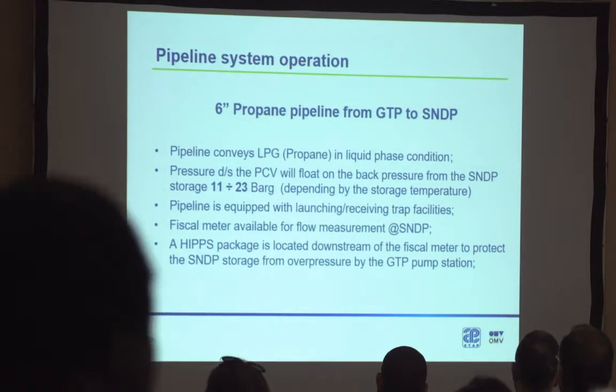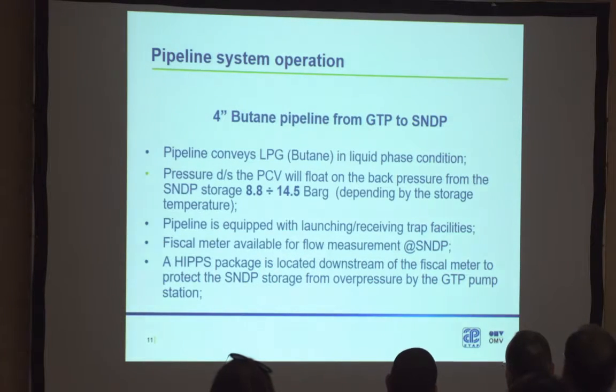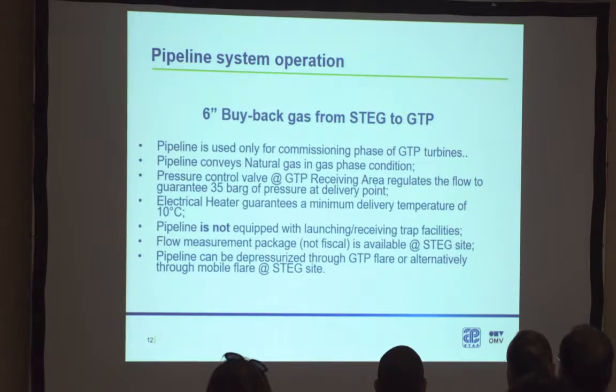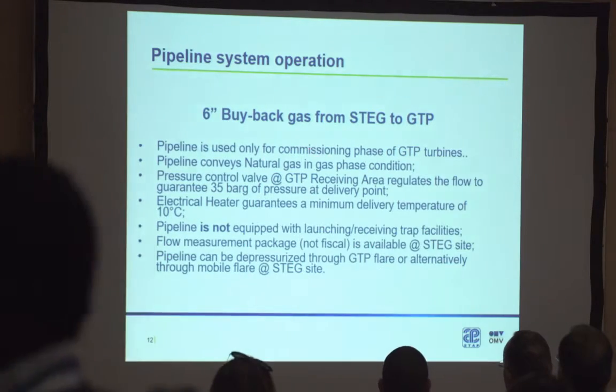For the propane, the pipeline conveys propane in liquid phase. The PCV regulates the pressure at the setting pressure of the storage. We have a pig launcher and receiver, fiscal meter, of course Coriolis, and a HIPS system located downstream of the fiscal meter to protect the STP storage from overpressure from the GTP pumping station. The same thing for the butane, the same configuration. We have a 6-inch bypass gas line to import gas from STEC to GTP for the hot commissioning phase.